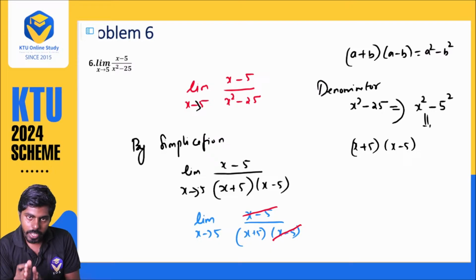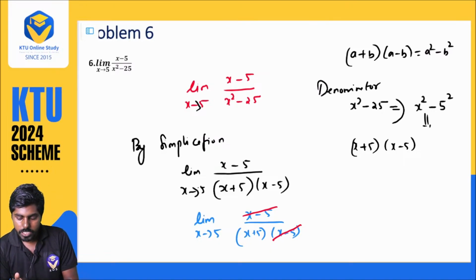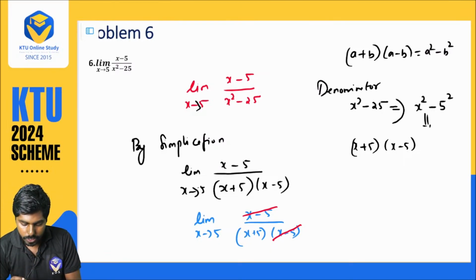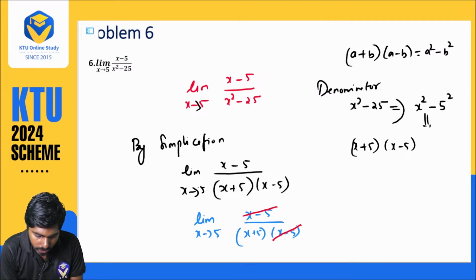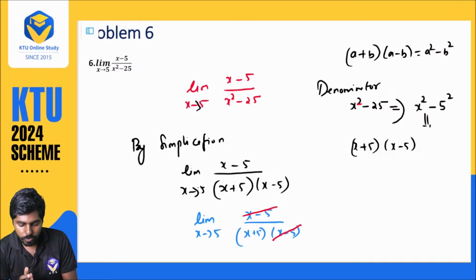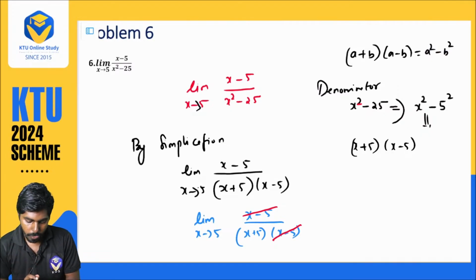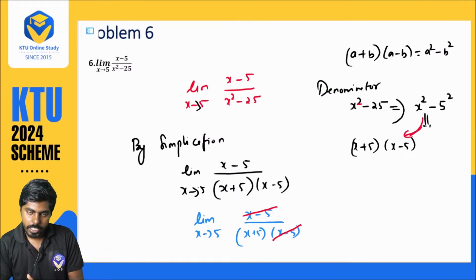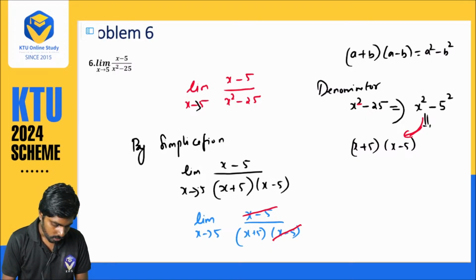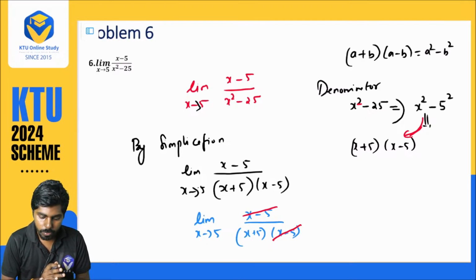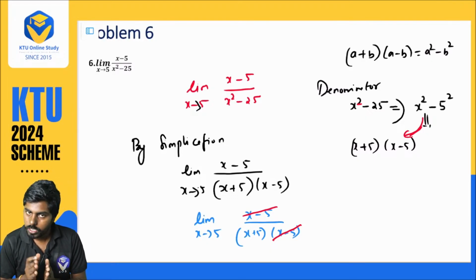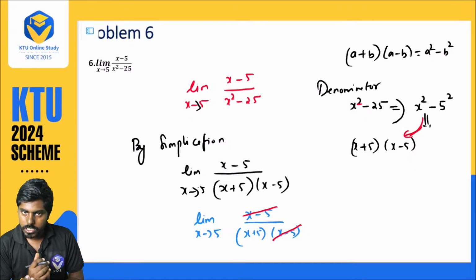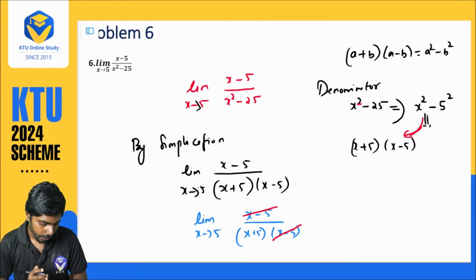We know that (a plus b) into (a minus b) is nothing but a square minus b square. When you observe the denominator, it is in exactly the same format: x square minus 25, that is nothing but x square minus 5 square. That we can rearrange into (x plus 5)(x minus 5). This is one kind of method we can use. Sometimes they will ask this for 3 marks, or by chance even 4 marks also.